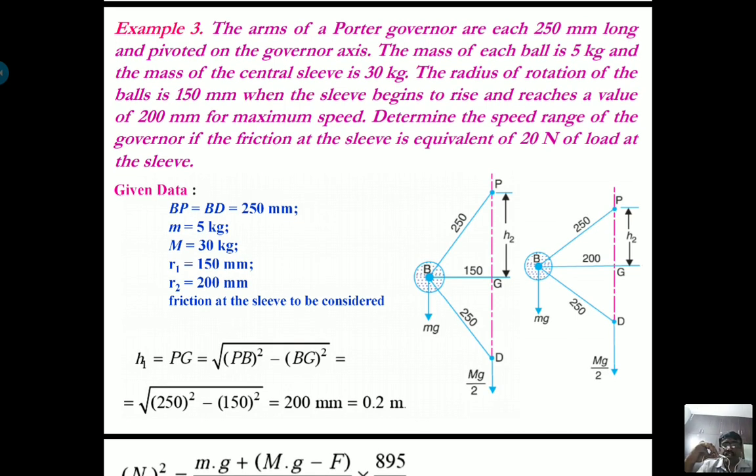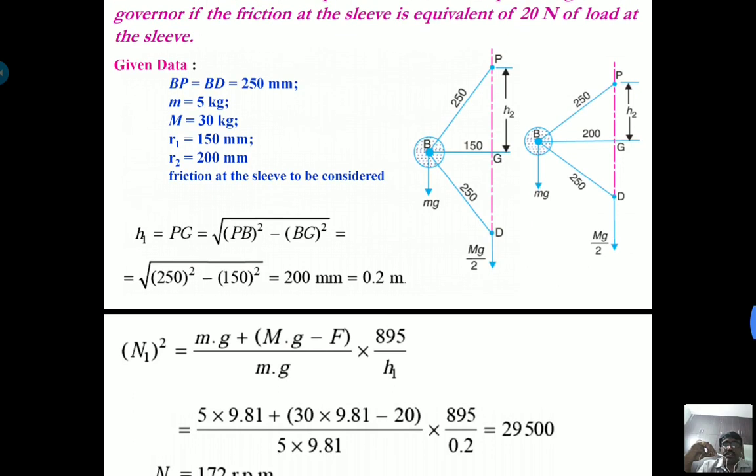So first we will calculate the height h1. h1 is the height of the governor when the speed is at its minimum. Here the radius is given as 150, so h1 will become 0.2 meter.